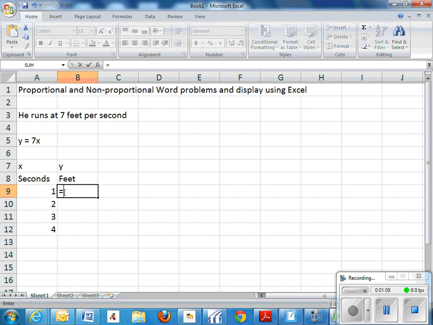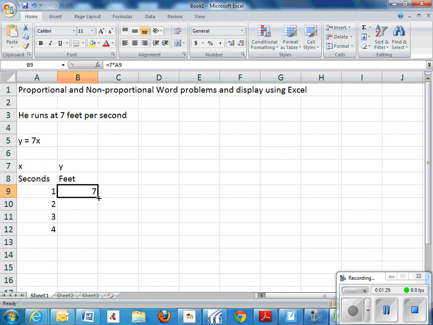For the feet column, we must use a formula. Start with an equal, then you want to do 7, just like the equation, times the number of seconds. The value of x is stored to the left of the equation. So your equation is equal 7 times cell A9. When you hit enter, it will do the calculations for you.